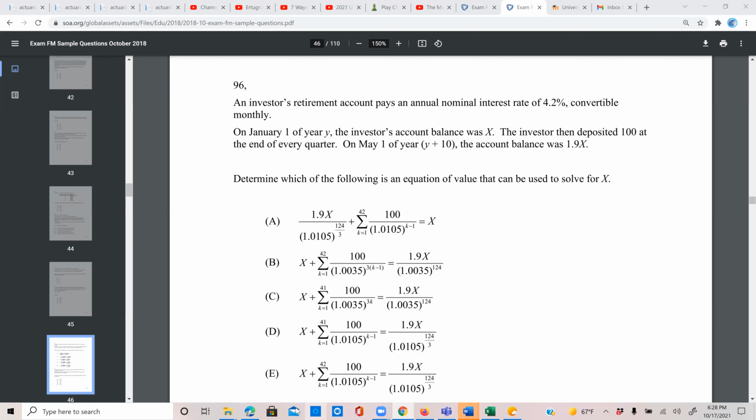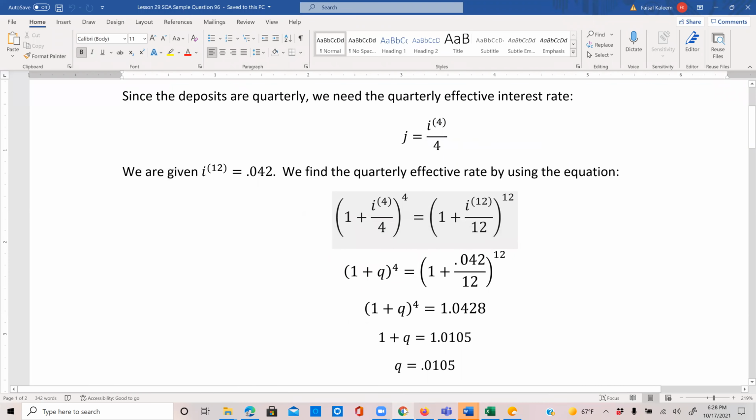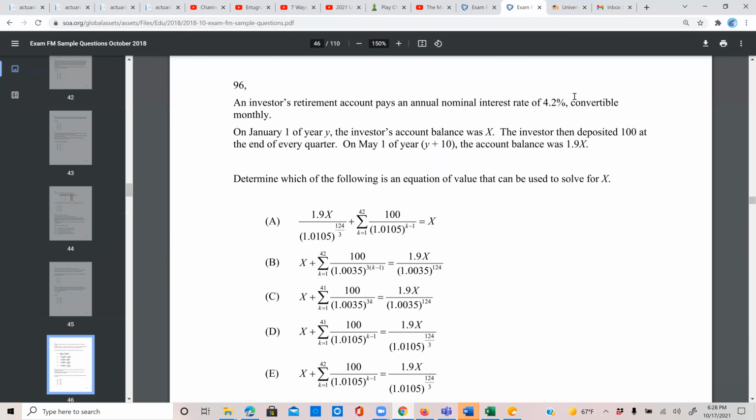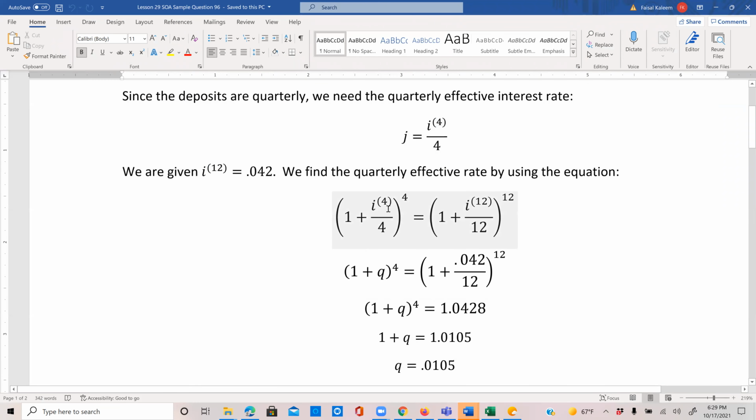So let's look at what's happening here. First of all, since the deposits are quarterly, we will need the quarterly effective interest rate. Let's call it J. So J is I4 by 4. And we are given that I12 is 0.042 because it's 4.2% convertible monthly. The relationship between I4 and I12 is this: 1 plus I4 by 4 power 4 equals 1 plus I12 by 12 power 12.